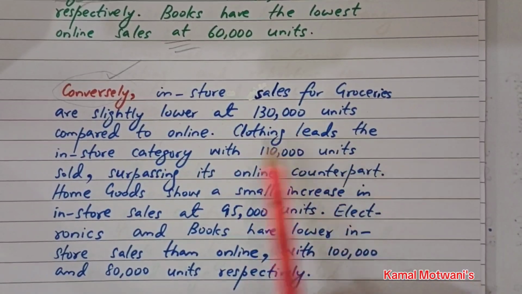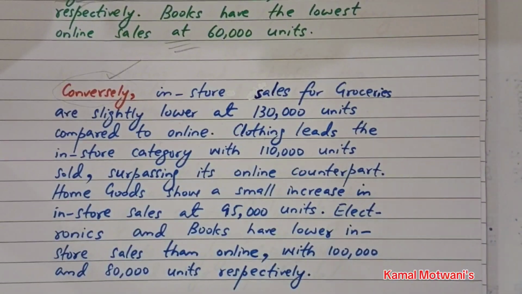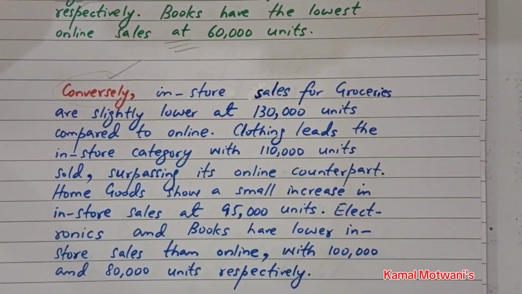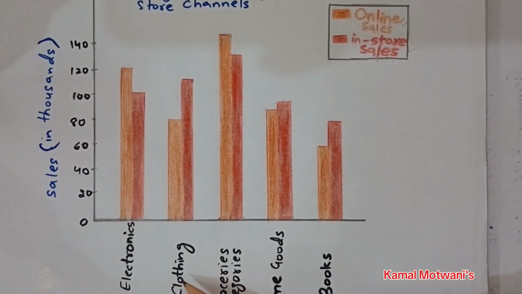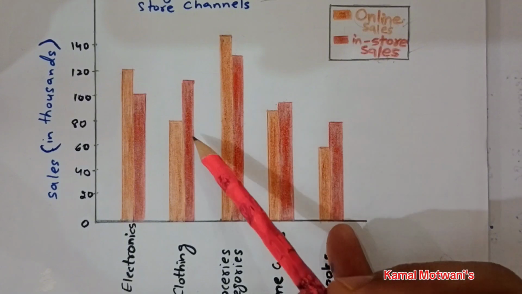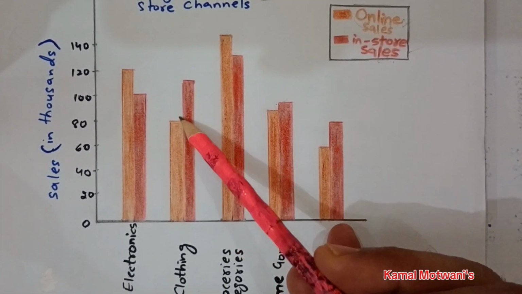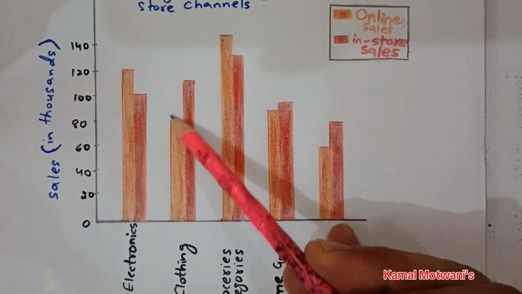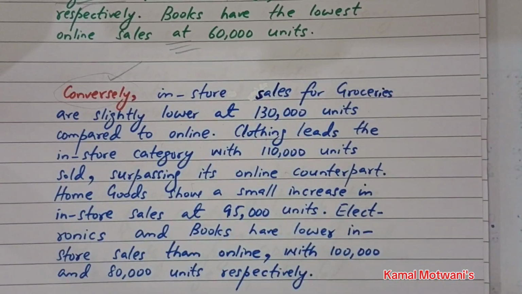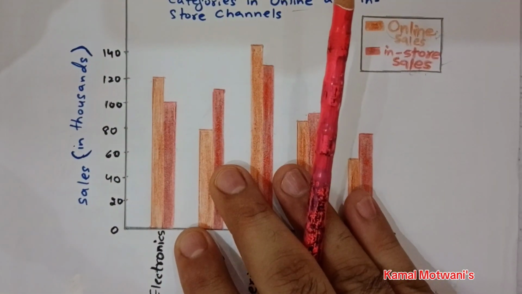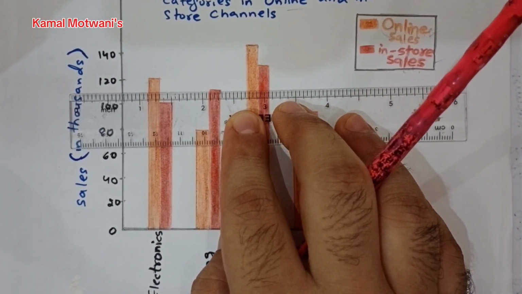Okay. Clothing leads the in-store category with 110 units sold, surpassing its online counterpart. Okay, let's see clothing. In clothing, in-store sales are very much higher than online sales. You see how much difference? It is a big difference. And these are 110 units. You can see these are 110 units here. Okay.